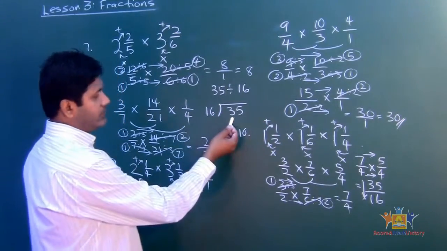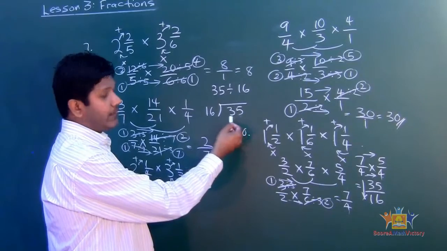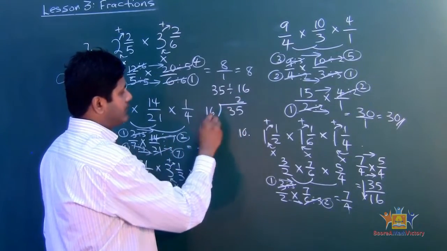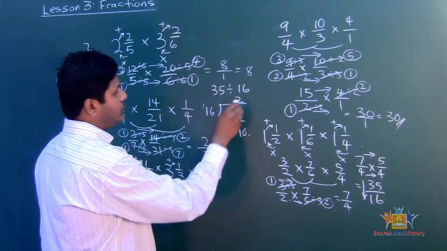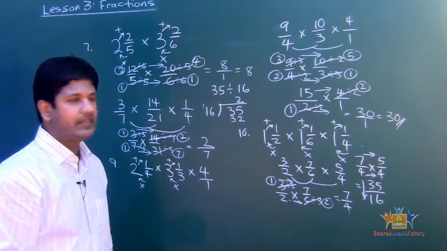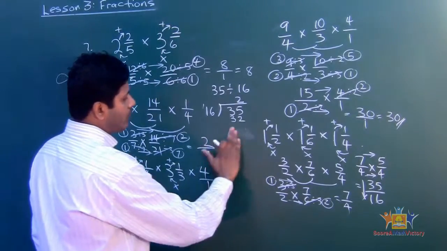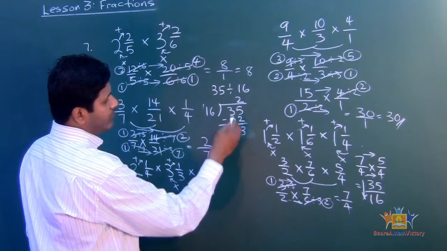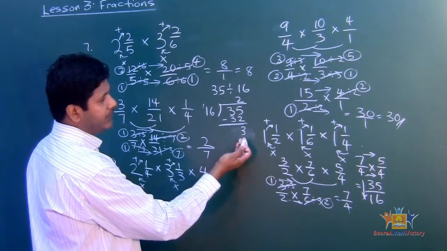We start with the first digit 3, we go to the next one, make it 35. 35, how many 16? 2, because 2 times 6 is 12, I carry 1, 2 times 1 is 2 plus 1 is 3, which is 2 times 16 is 32. Okay, so I'm going to subtract. 5 minus 2 is 3. 3 minus 3 is 0. So that's the balance, alright?